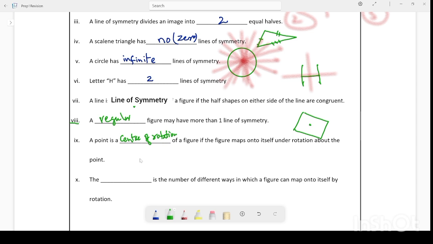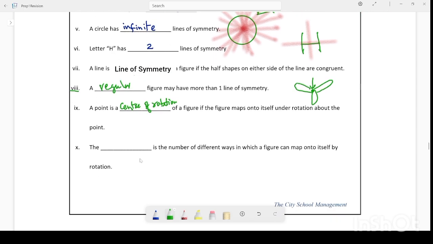Like a fan, we see that the fan is rotating at its one point. So that point is the center of rotation on which the fan is rotating itself. Now, the last point is the number of different ways in which the figure can map onto itself by rotation.